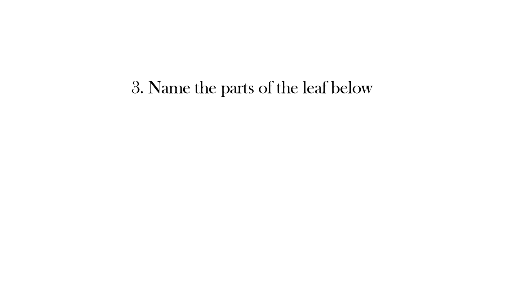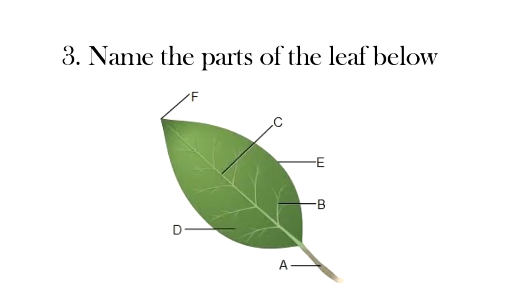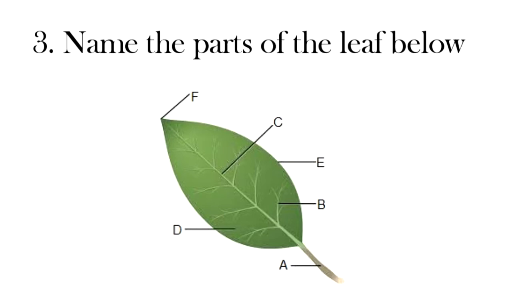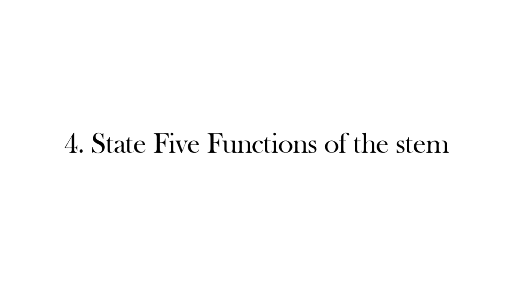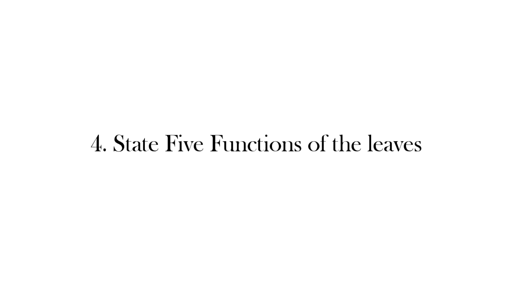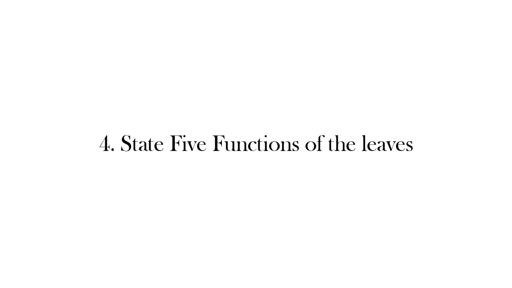Number 3, name the parts of the leaf below. There's a diagram of a leaf drawn, and you are asked to name the parts labeled A, B, C, D, E, and F. Number 4, state 5 functions of the stem. Number 5, state 5 functions of the leaves.